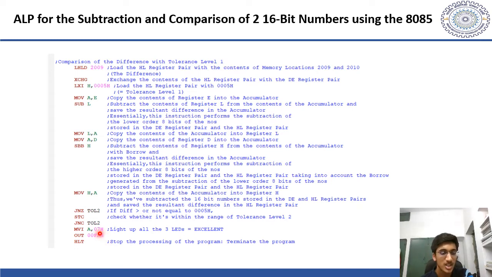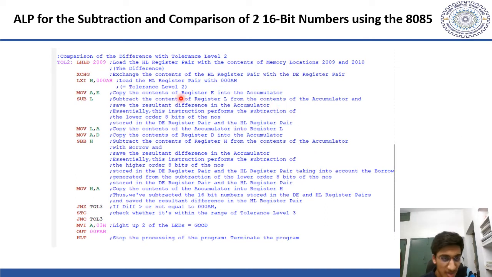Consequently, we note that the binary equivalent of 7 is essentially 0111, and therefore the 3 LEDs would essentially be lit up. Once the LEDs have been lit up, then we can stop the processing of the program and terminate the program. However, in another case, if either of these two conditions is not satisfied, then we move on to essentially check tolerance level 2.